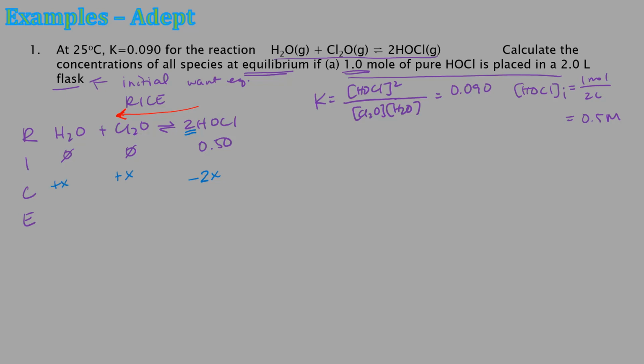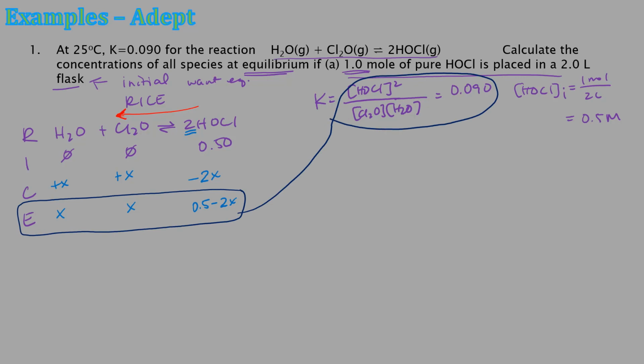So at equilibrium, I will have 0.5 minus 2x, whatever 2x happens to be. And then for Cl2O and water vapor, I started with 0. I added x amount, so this is 0 plus x, and that is just going to be x. And so then I can take my equilibrium concentrations and I can plug them into my K. I'm going to have 0.5 minus 2x squared divided by x times x is equal to 0.090. So that's the same thing as 0.5 minus 2x squared over x squared.